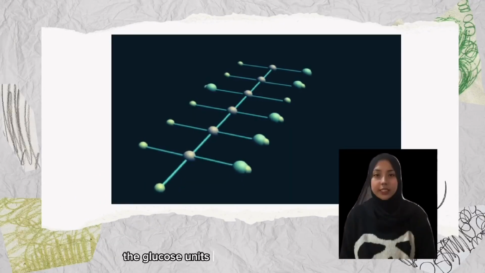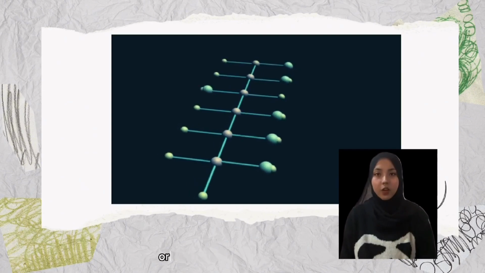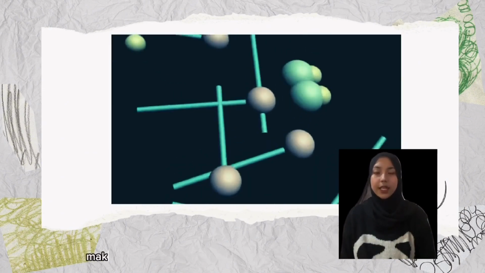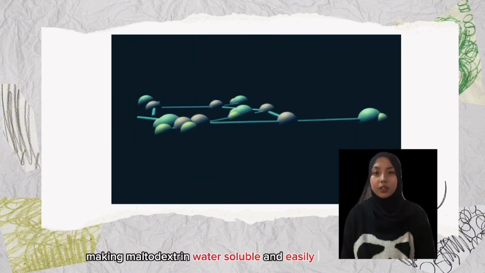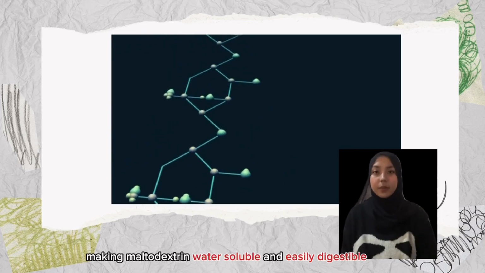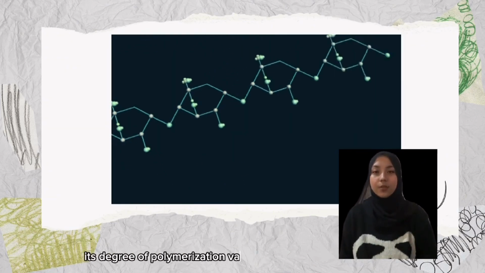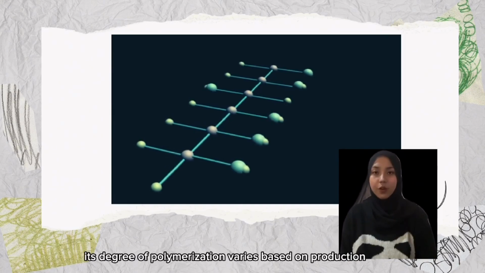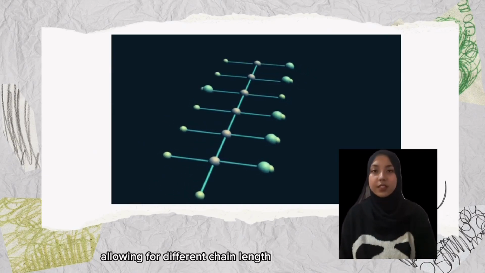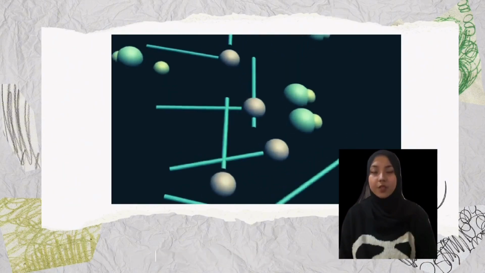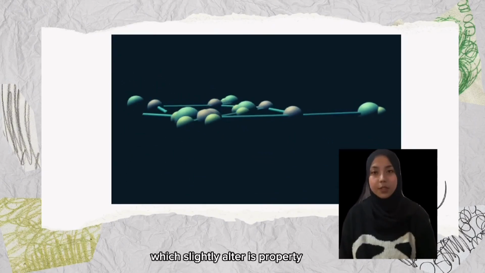The glucose units are arranged in a linear or slightly branched structure, making maltodextrin water-soluble and easily digestible. Its degree of polymerization varies based on production, allowing for different chain lengths and branching which slightly alter its properties.